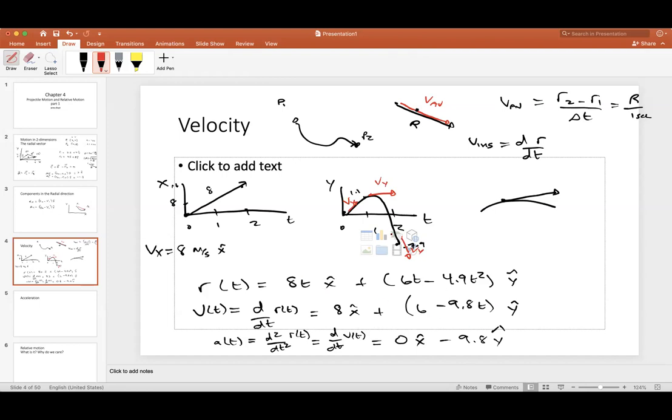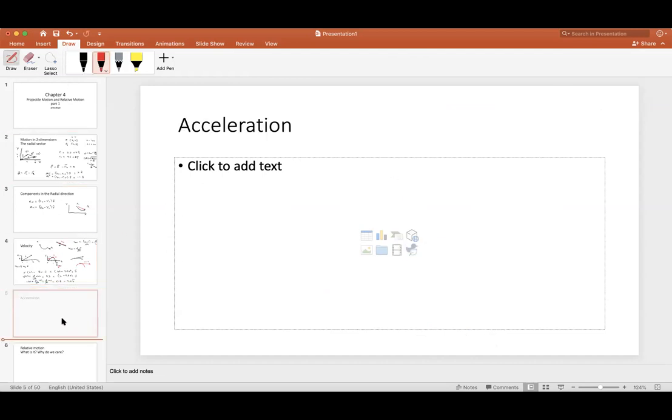So from all that, notice too that I drew this as a straight line. In this graph, the velocity at the top of this curve is 0 because the slope is 0. Momentarily, it's 0. This is actually projectile motion.